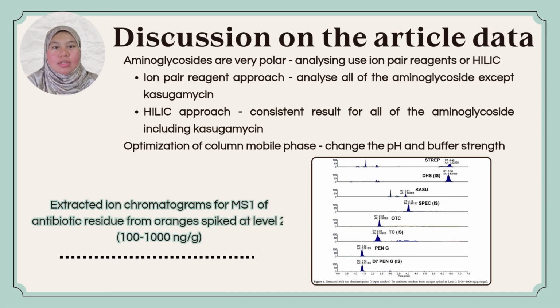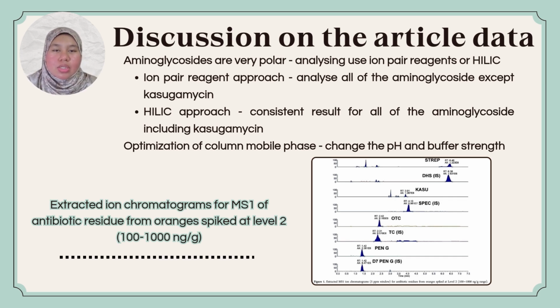According to the data, the antibiotic aminoglycosides are very polar, so they usually need to be analyzed using either ion pair reagents or hydrophilic interaction liquid chromatography, known as HILIC. However, the ion pair reagent approach can only analyze all of the aminoglycosides except kasugamycin. The use of HILIC provided consistent results for all aminoglycosides including kasugamycin, and the column mobile phase was optimized by changing the buffer strength and pH. Hence, the addition of low-level formic acid and buffer assists with the retention and the peak shape of the aminoglycosides.